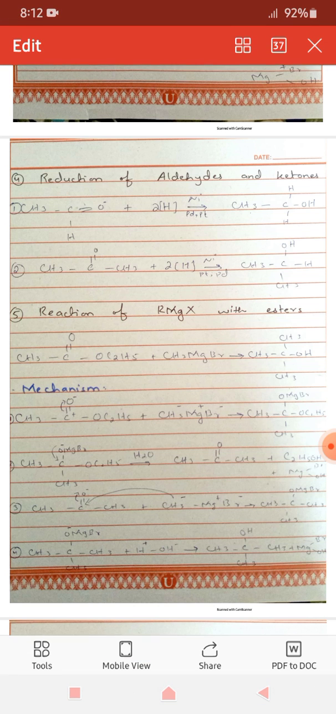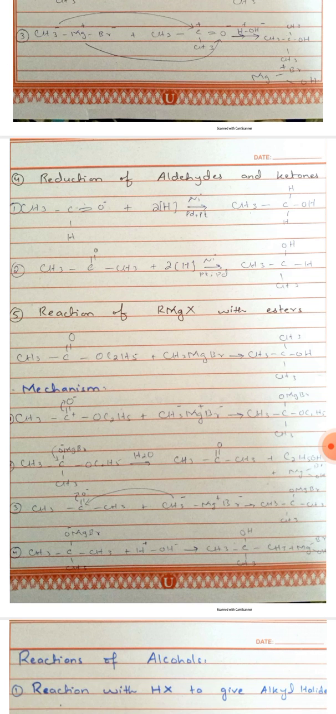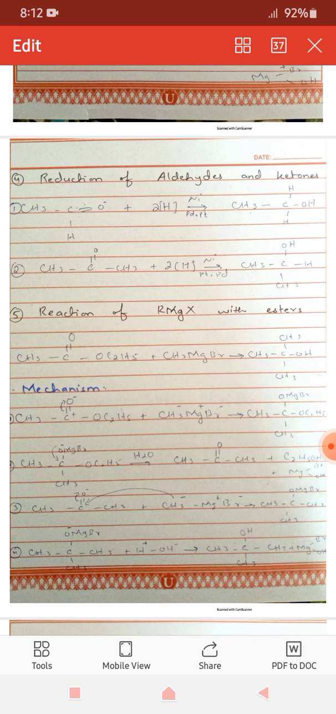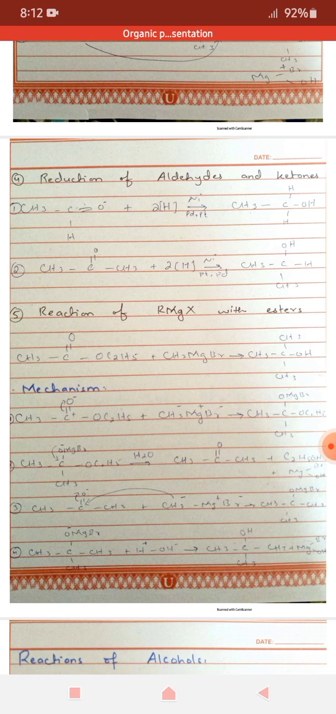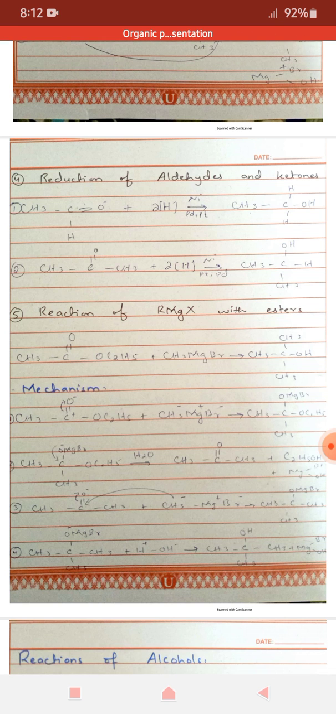Here the carbon of the ester is acting as a carbocation, and it is being attacked by the nucleophile, which is the methyl group of Grignard reagent. The respective product is formed. Then this product is further hydrolyzed to form ketone and a side product.